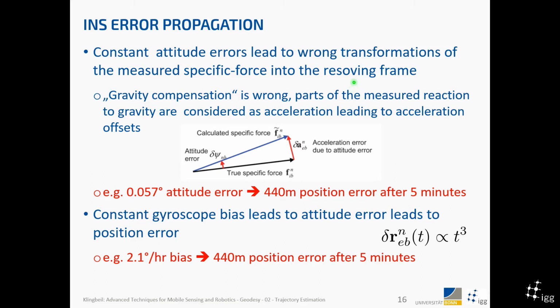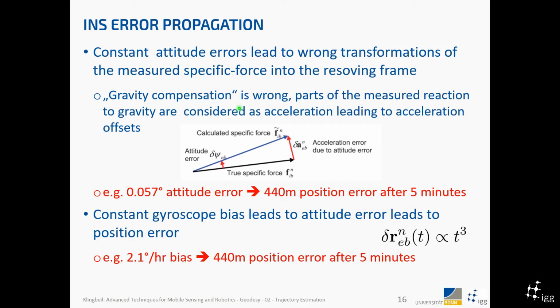There's another error in inertial sensors, and this is actually the most problematic one. And this is the attitude error. If you have an error in the attitude, then this translates to an error in the position. And this is because of this part where you correct the measured specific force by the gravitational component, right?